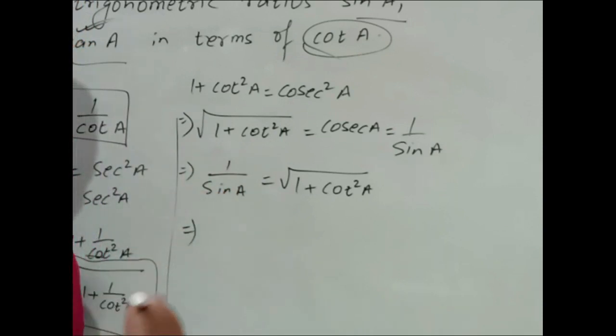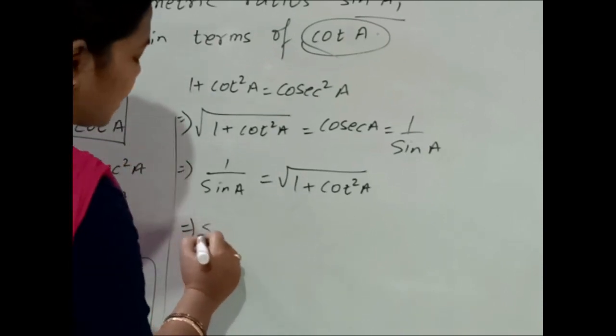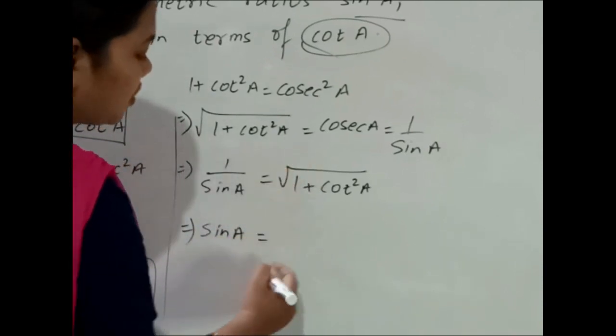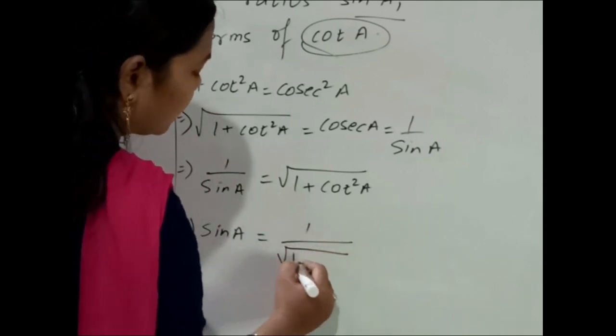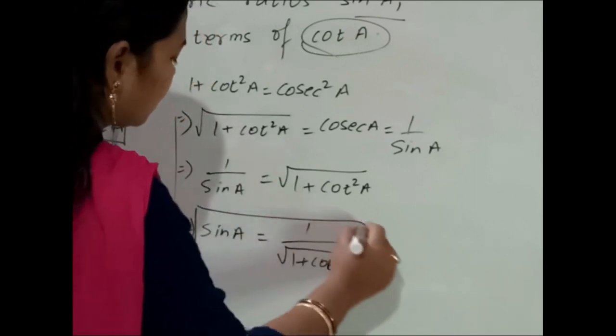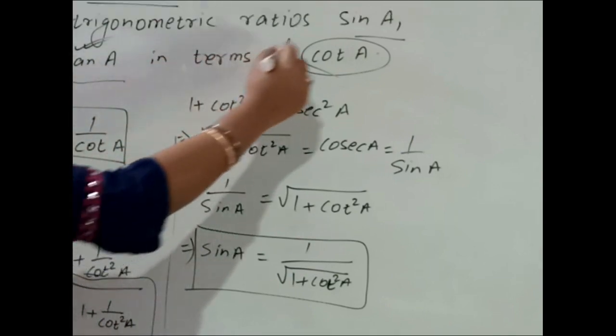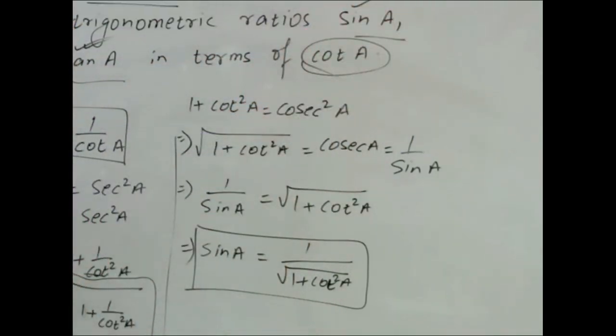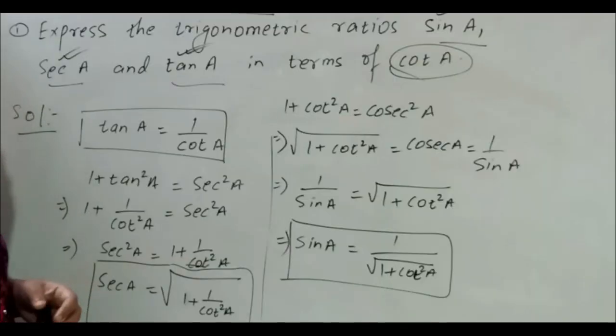Do the reciprocal. This is 1 by sin A. We have to find sin A. So do the reciprocal. Sin A is equal to reciprocal, 1 by whole square root of 1 plus cot square A. Okay children? We got sin A also. The third one, sin A is equal to 1 by whole square root of 1 plus cot square A. So we got all the three trigonometric ratios, sin A, sec A and tan A in terms of cot A. Okay, very easy. Write down this.